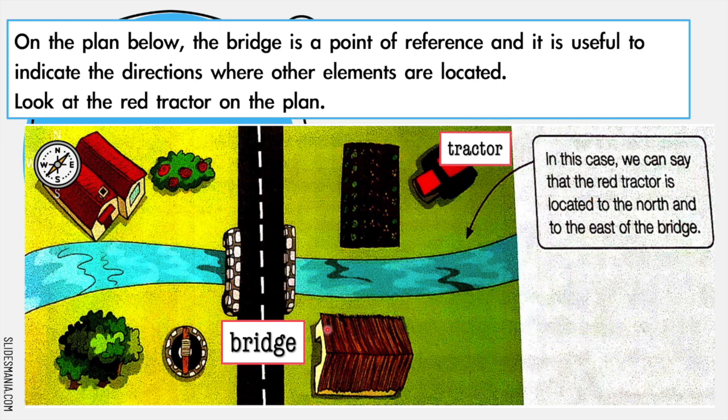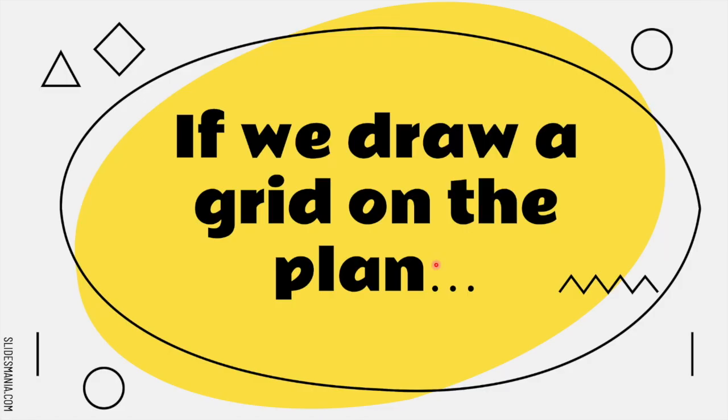Let's see if that's true. So we know that north is pointing that way, and the tractor is pointed north. And now it's telling us that the red tractor is pointed to the east as well. So yes, it's pointing to the east. This looks kind of simple. So let's make it more precise.